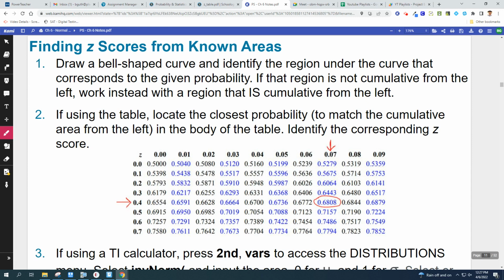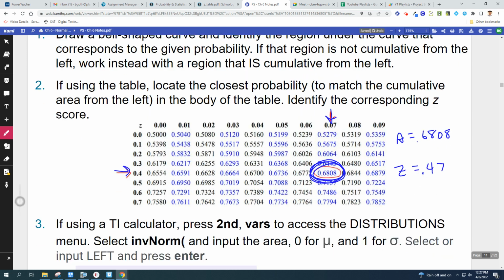Finding z-scores from known areas. Basically, this just takes you backwards. It's the same exact thing, it just takes you backwards. They're going to give you an area, and you have to be able to come up with the z-score. So I know the area is 0.6808. I find that the z-score is 0.47. We're just doing the same thing, we're going backwards.